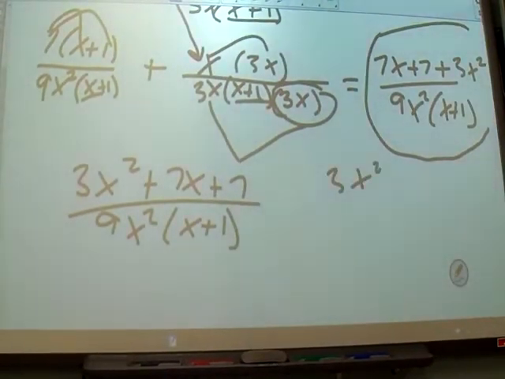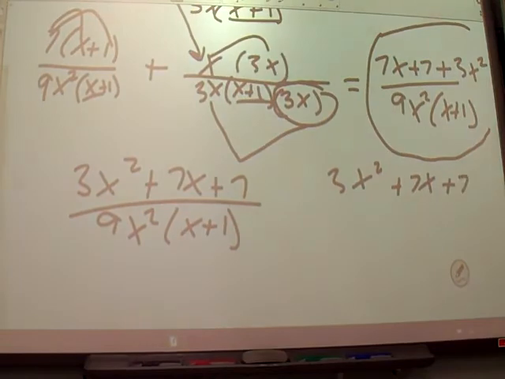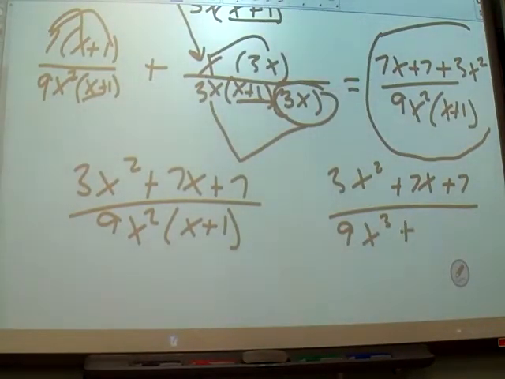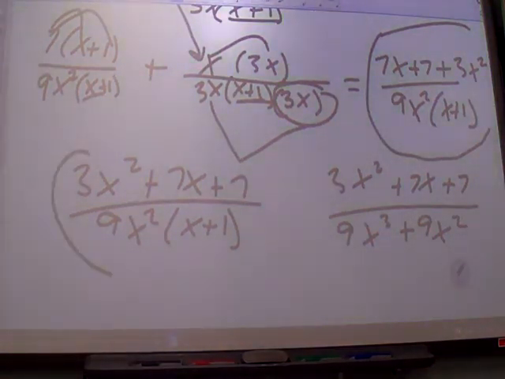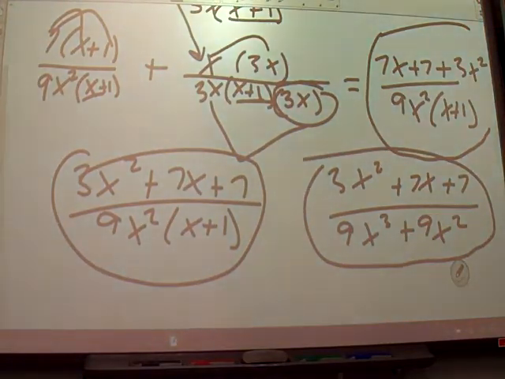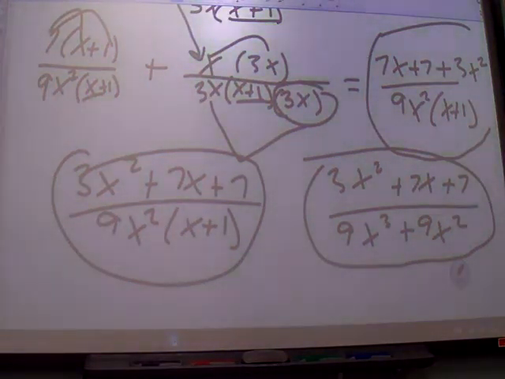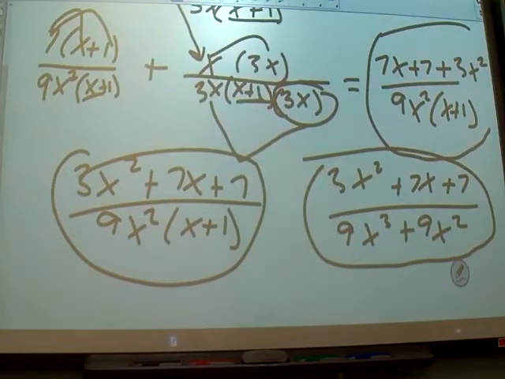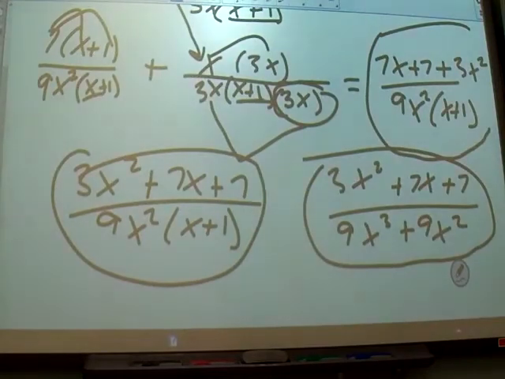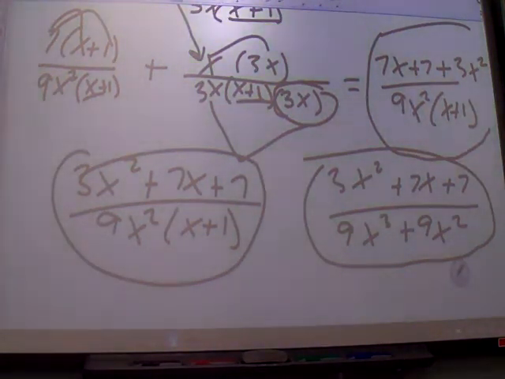Another way it could look would be to distribute that denominator: 9x cubed plus 9x squared. But none of those are any better. Those are all the same answer as the first one we got. So getting that common denominator, that's the hard part. That's what we've got to pay careful attention to.